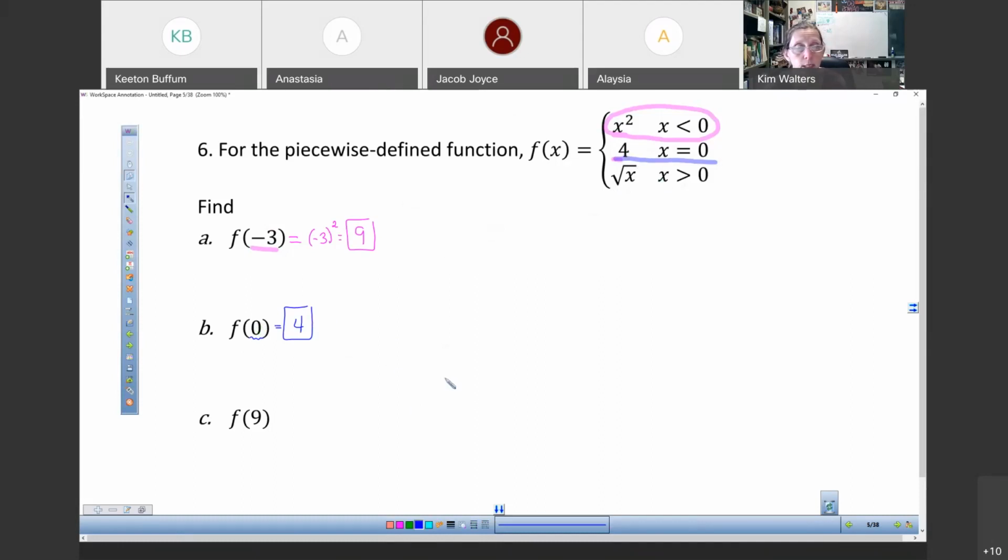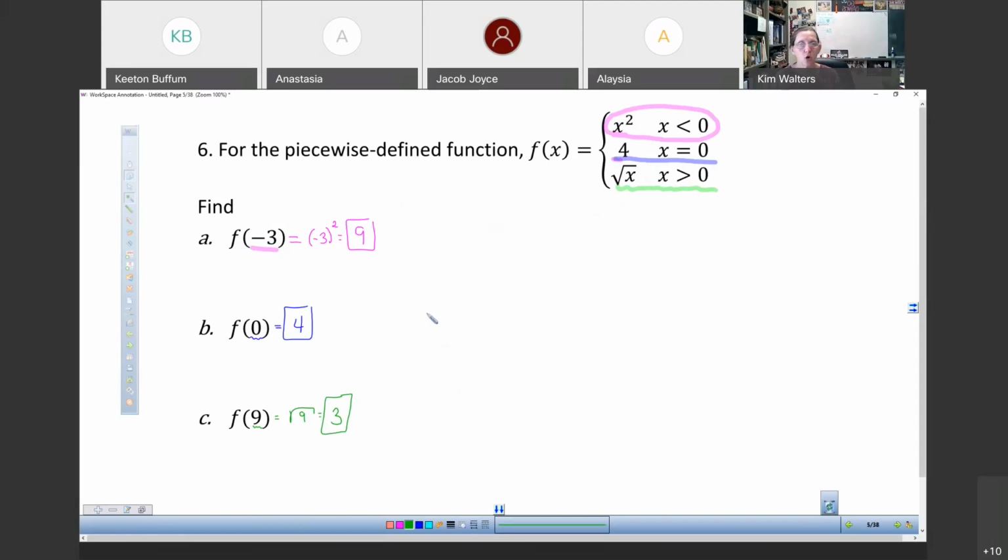Okay. And then finally, I look at f of 9. And hopefully by now we figured out that in this case, because 9 is greater than 0, I'm going to use the square root of x. And so this is going to be the square root of 9, which is 3. And that is my final answer. Okay. So now these kind of went in order.